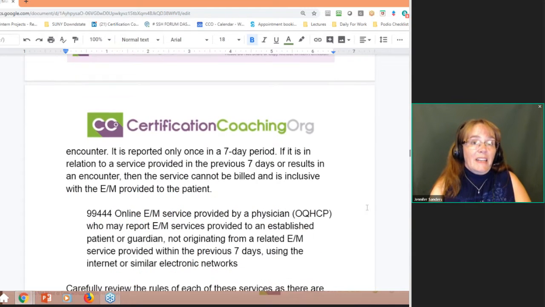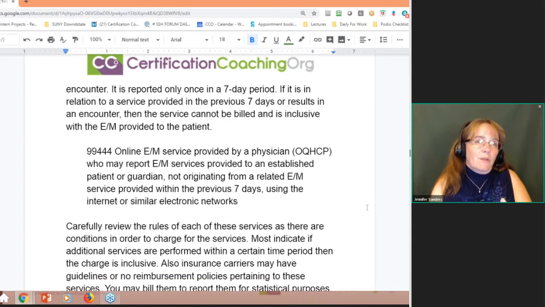If it's an online inquiry, it needs to be able to be attached to the EHR system perhaps, and it's only reported once every 7 days. If it's in relation to that E&M service, then it can't be billed. It will be included as part of that. If they're just saying, oh, I forgot to tell you that I'm taking Tylenol already. Oh, okay, well, that's good. They don't need to report that. It just goes along with that E&M that they already billed.